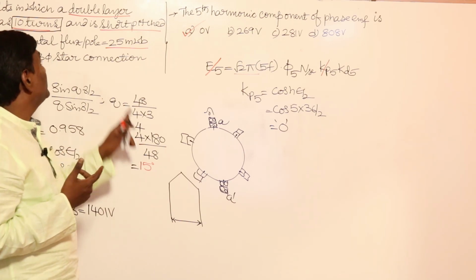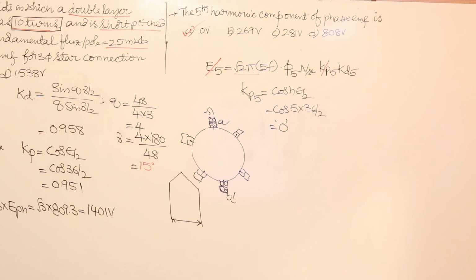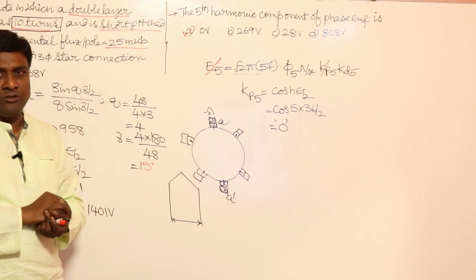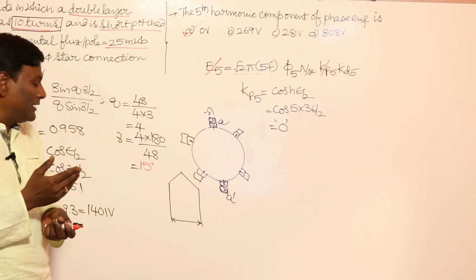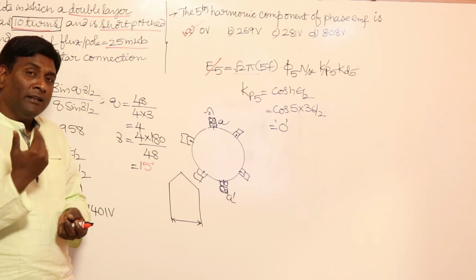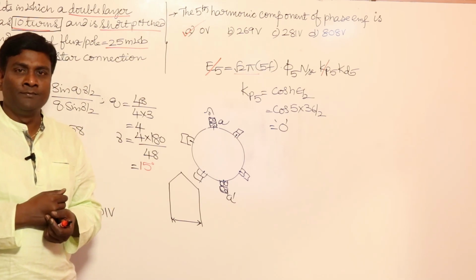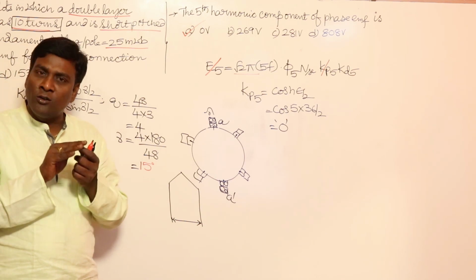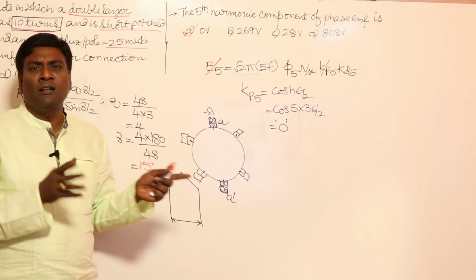But how did they get 36 degrees? I don't know. Because if they are short pitched by 3 slots, under that condition the short pitching angle epsilon will be 45 degrees. So in this problem a 36 degree short pitching angle is not at all possible to get, but as they have given the data, we solved it.